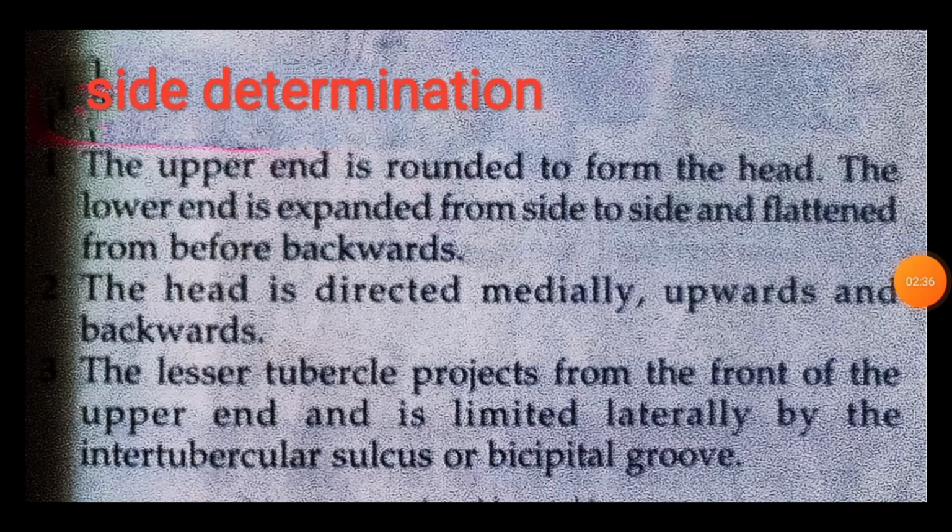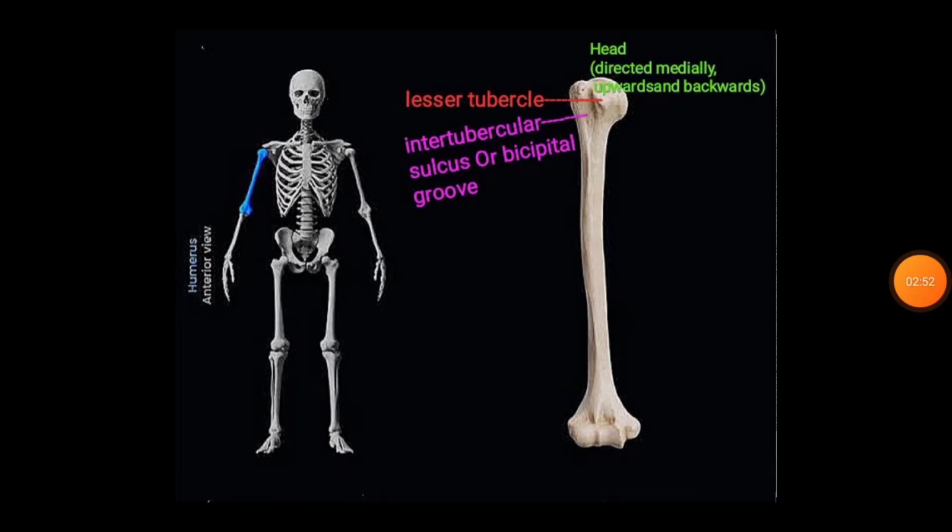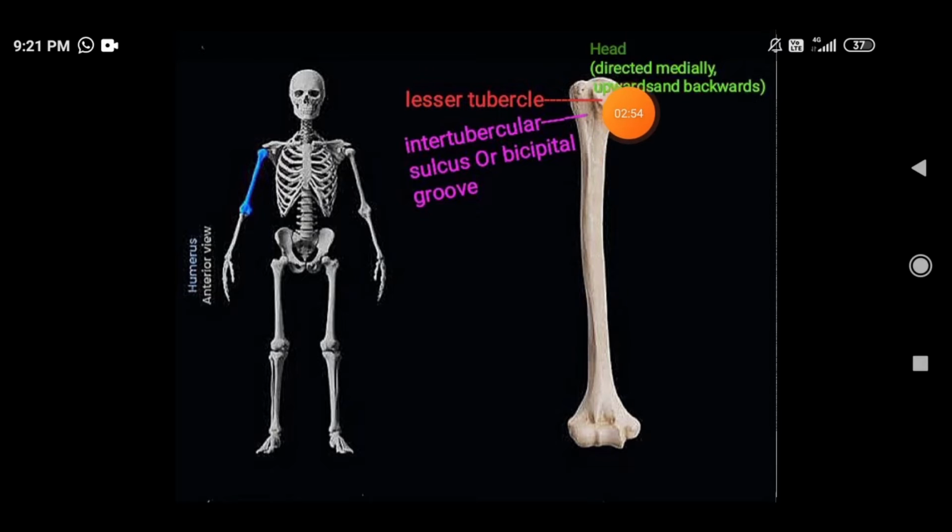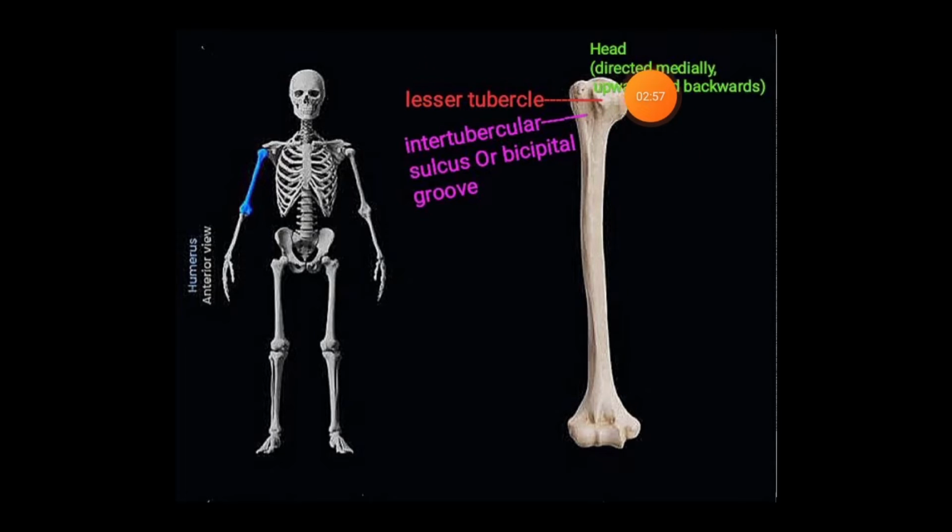Next is the site determination. The upper end is rounded to form the head. The lower end is expanded from side to side and flattened from before backwards. The head is directed medially, upwards, and backwards. The lesser tubercle projects from the front of the upper end and is limited laterally by the intertubercular sulcus or bicipital groove.